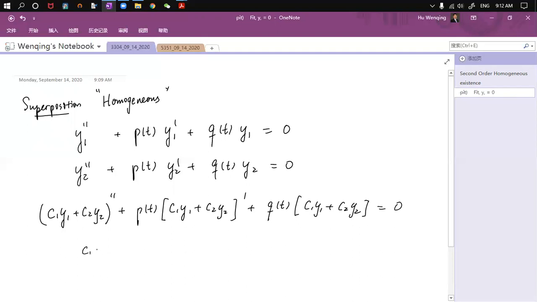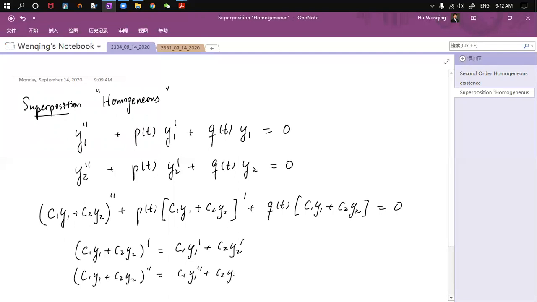Because it's easy to see that if you take a derivative of c1 y1 plus c2 y2, this is c1 y1 prime plus c2 y2 prime, and if you take a double derivative of this object, it is c1 y1 double prime plus c2 y2 double prime. So it's very easy to see that the first and second derivatives are going to pass through the brackets and into the derivative of each of them, right?